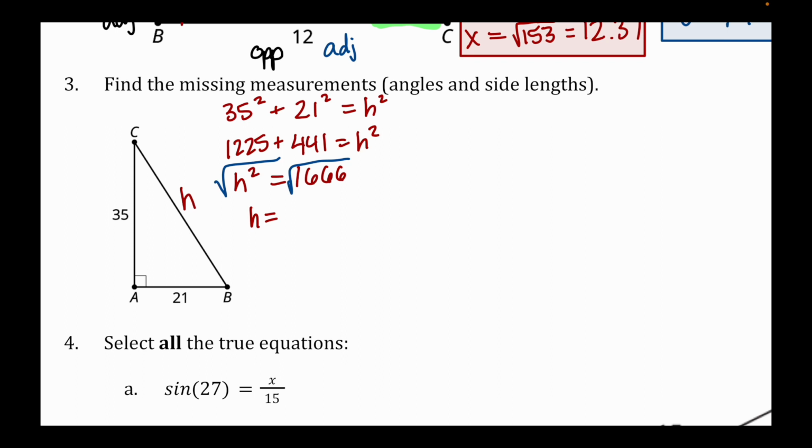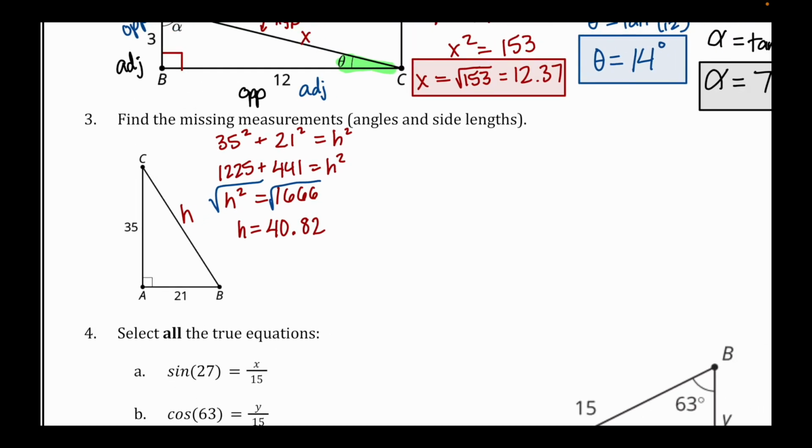the square root of 1,666. I'm going to round this. I'm just going to leave this in decimal form. This is going to be 40.82. You would get 40.81666326. 40.82 is going to be good enough. So that's our H for hypotenuse.